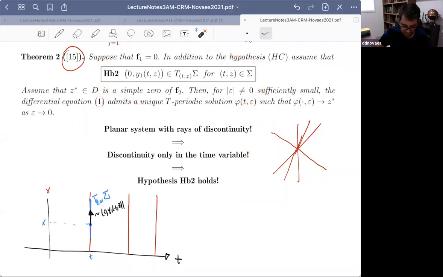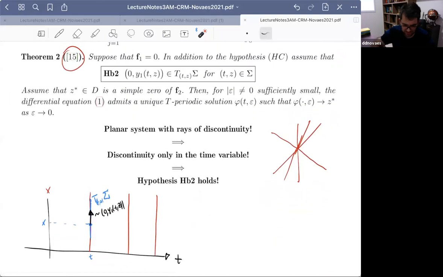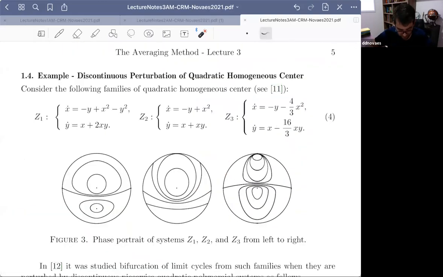Okay, in this situation, when we transform our system and the transformed system has discontinuity only at the time variable, then hypothesis HB2, as we called it in 15, always holds. Then the second order averaging method can be applied. And actually, under this hypothesis, any order of the averaging method can be applied. I will comment in a few minutes on the high order version.